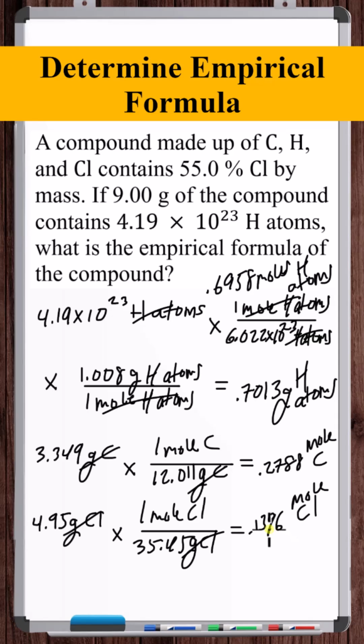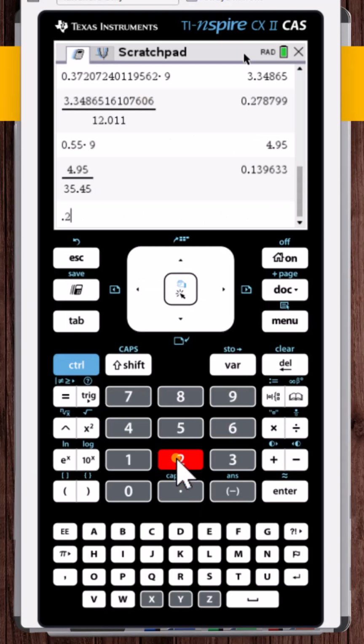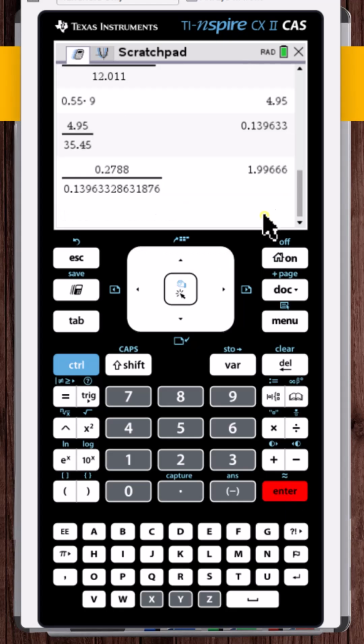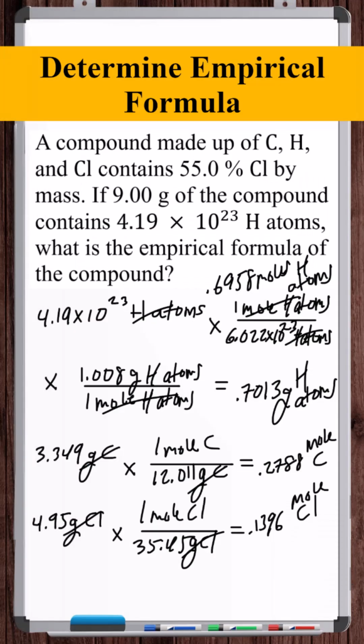Okay, so now we've got the molecular count information for each of the elements in the compound. All we need to do now is divide each of these mole counts by the smallest count. So 0.1396 divided by 0.1396 is 1. 0.2788 divided by 0.1396 is 2. And 0.6958 divided by 0.1396 is 5. So there we go. The empirical formula is C₂H₅Cl.